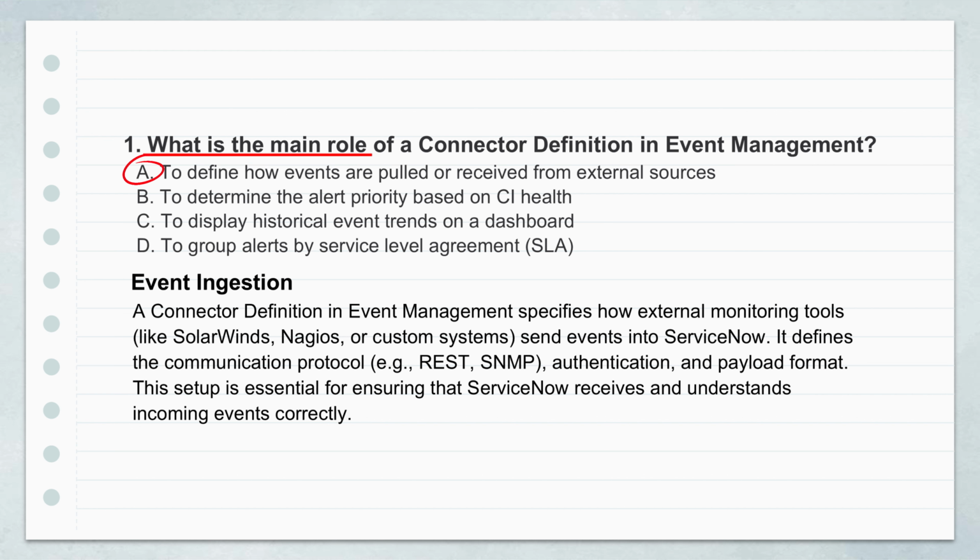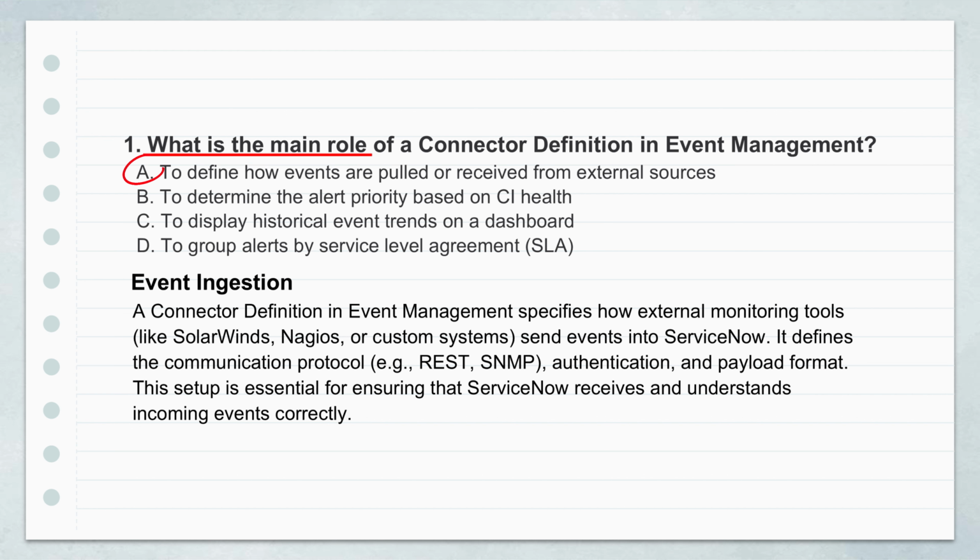Well, think about your IT environment. You've probably got loads of different monitoring tools, right? And they all speak slightly different languages, technically speaking. A connector definition is kind of like setting up a translator and a specific mailbox for each one. It tells your main event management system exactly how to listen and receive alerts from that specific source. It handles the protocols, maybe security details, the exact address. Without them properly set up, the system's deaf. It just wouldn't get any information.